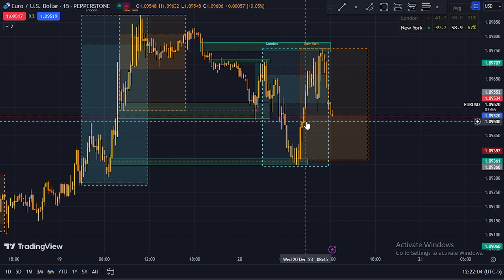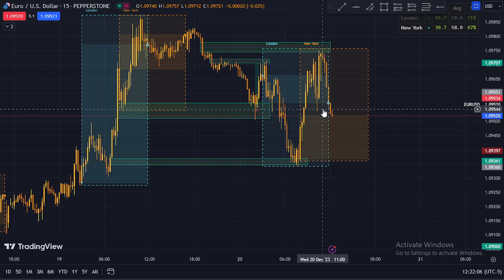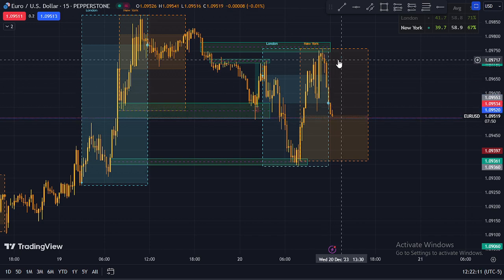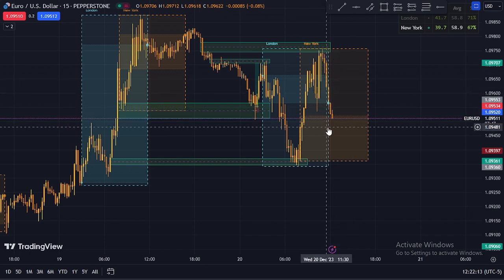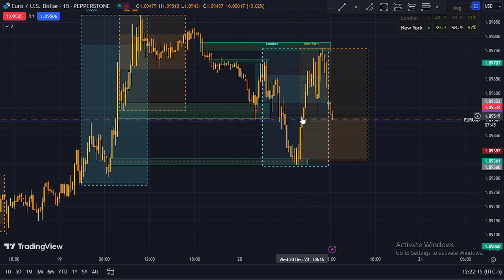So if you don't see that thing, which, quote on quote, smart money uses for them to cannibalize on dumb money, so that should be it.